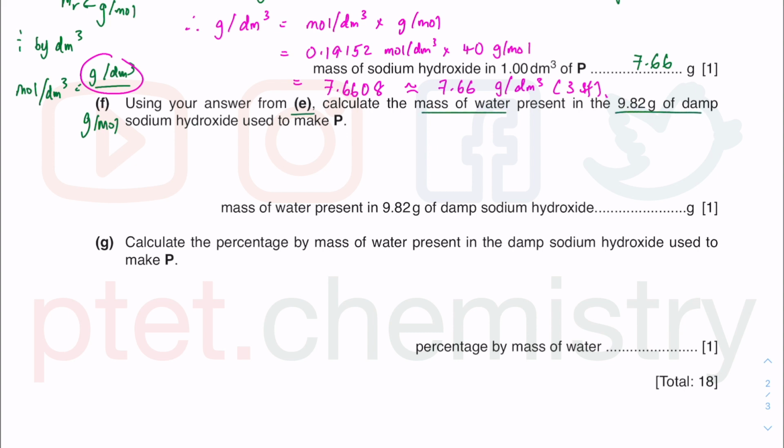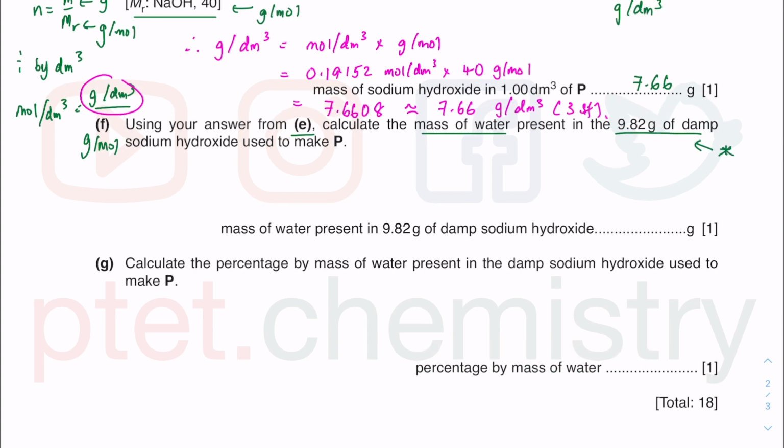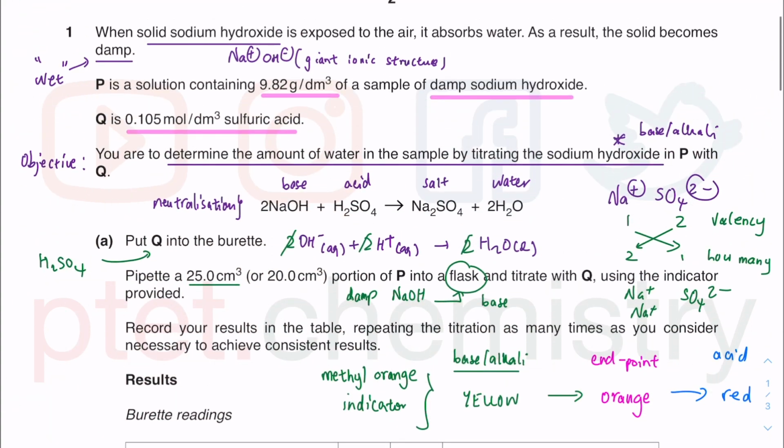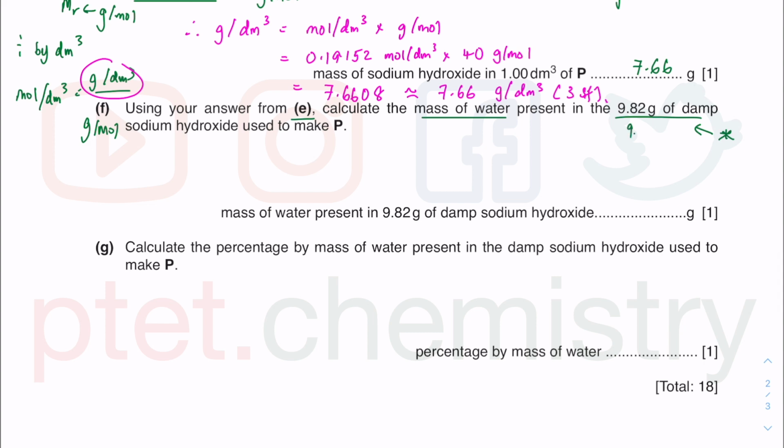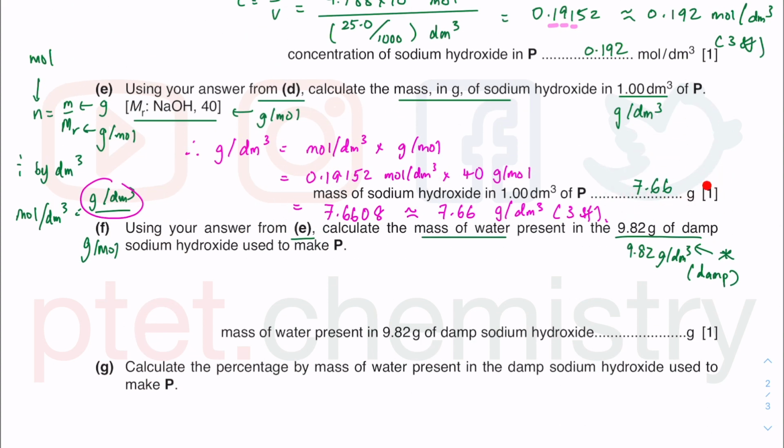Okay, using your answer from E, calculate the mass of water present. Now you have 9.82 gram of damp sodium hydroxide. Remember this bit of the question. If you read the early bit of the question, they say 9.82 gram per dm cube. This is the mass concentration of the damp sodium hydroxide. 9.82 gram per dm cube is going to be your wet sodium hydroxide. The 7.66 is the only sodium hydroxide, not the water, because that is just the sodium hydroxide in the solution that reacted with the sulfuric acid. The water present, the moisture that you absorb, is not going to do anything towards the acid. Only the sodium hydroxide reacts with the acid there.